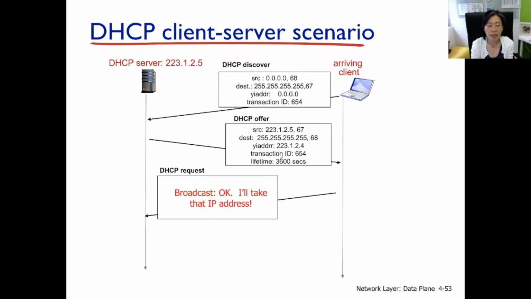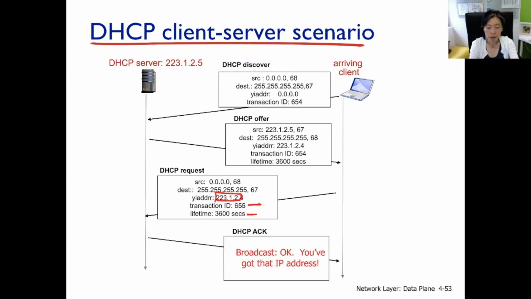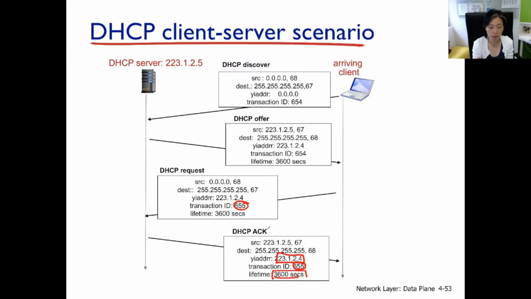The client then says, DHCP request, I'm going to take the IP address, and this is the content, asking for this IP address. And it's a new transaction. In return, the server sends back an ACK, which is simply saying, okay, you got it. Therefore, you got the IP address. And this again corresponds to this transaction, not to be confused with other clients requesting other IP addresses. So this is the exchange of the four-way messages in DHCP service.